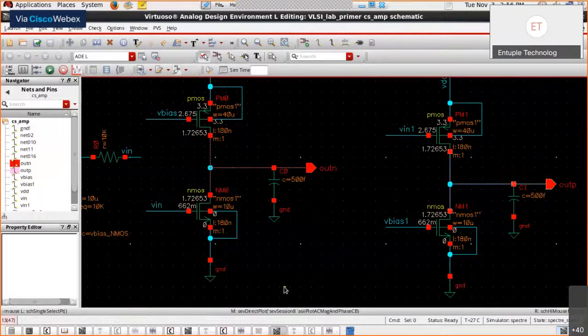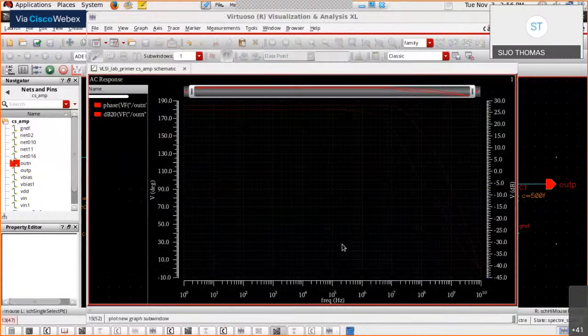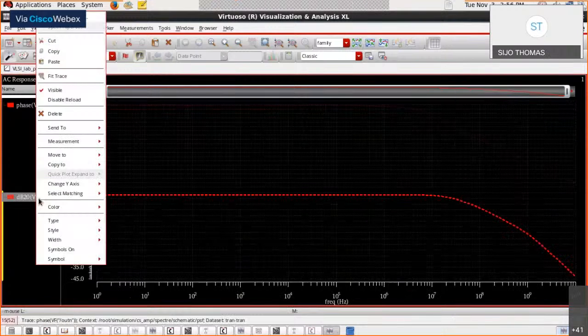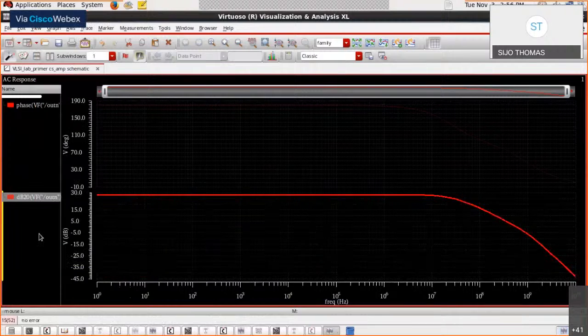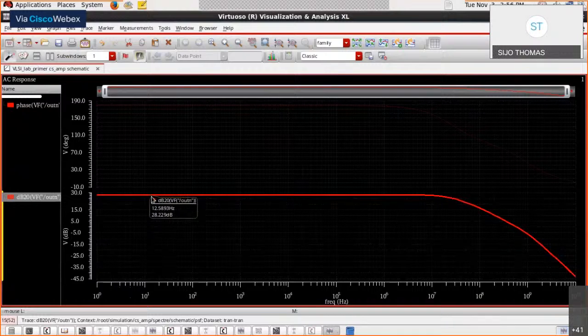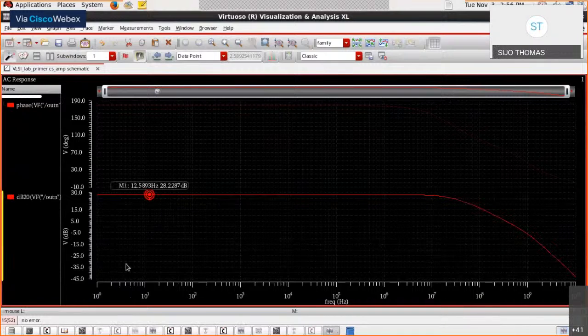Do only one. Do only for the left one. Rout 10. Okay. So we actually are getting about 28.22 decibels.